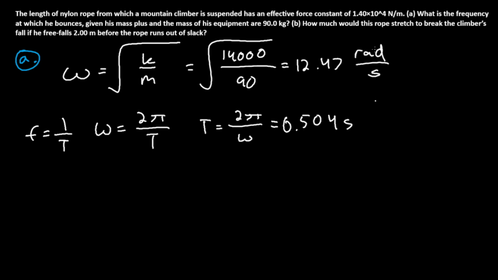And to get the frequency, we just need to divide 1 over this. So let's actually write that separately. 1 over 0.504 should be equal to 1.99 hertz, which is the unit for frequency. Okay, we have the frequency now.